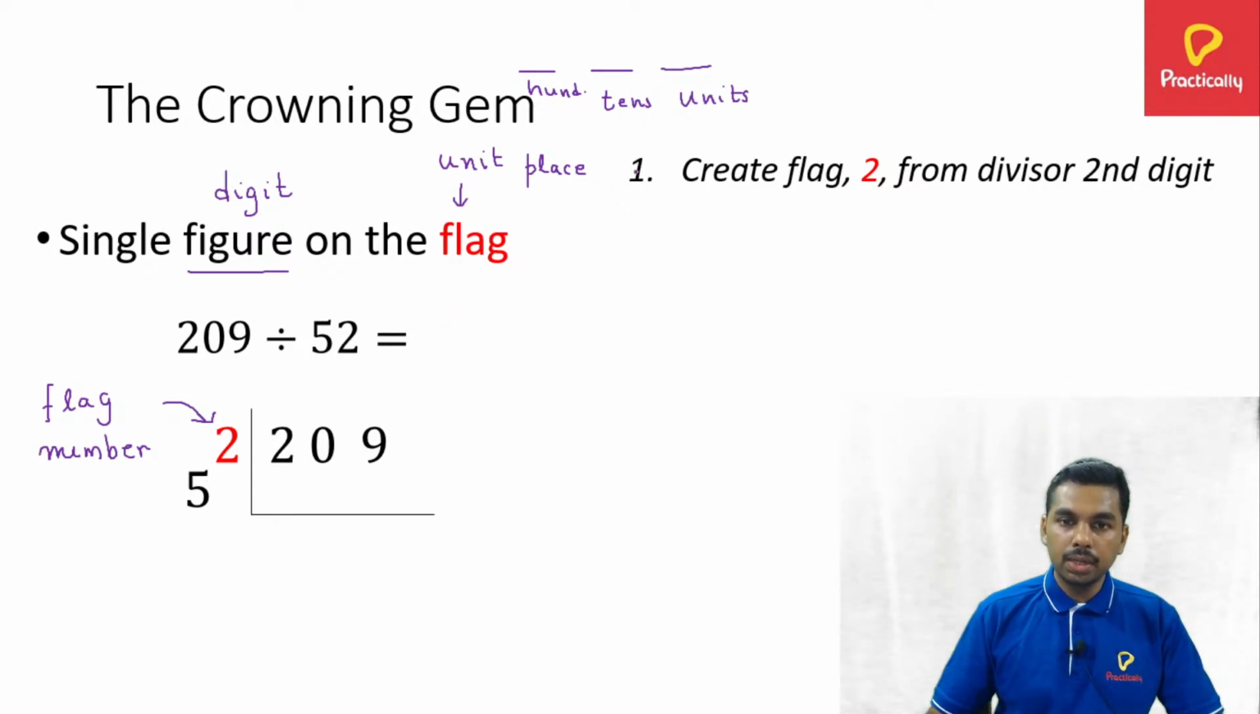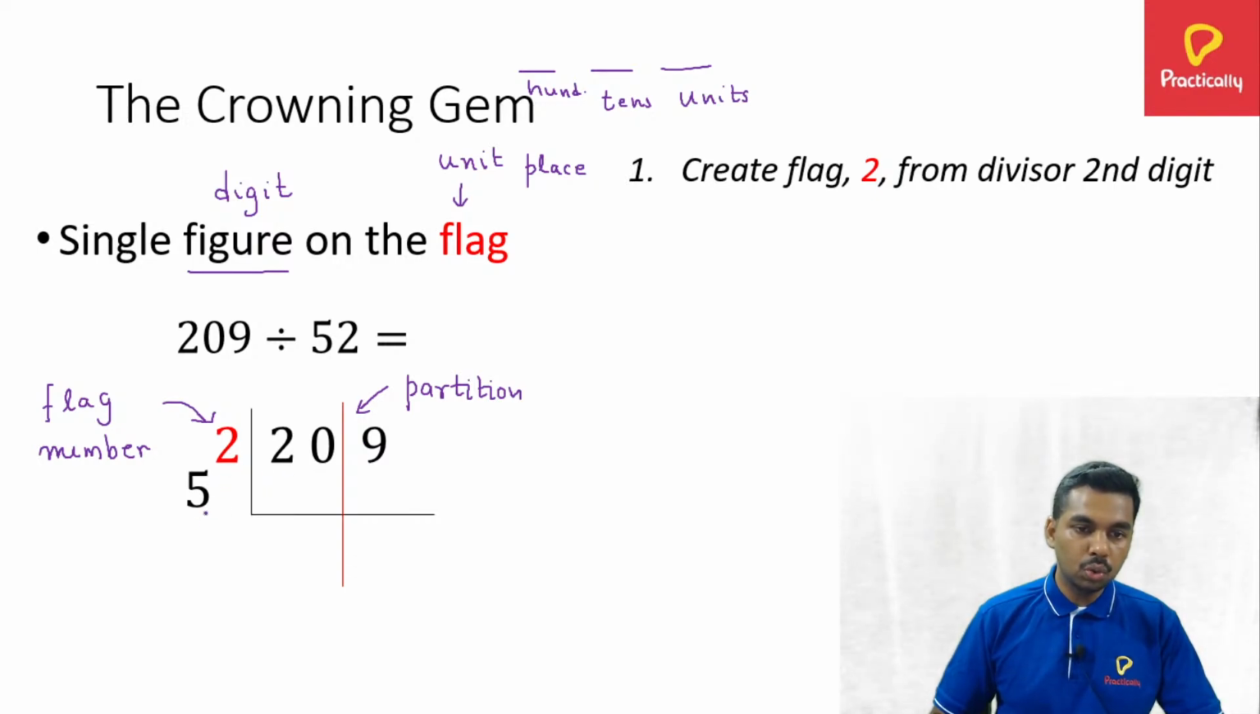So the first step in doing the crowning gem method is to create a flag number. In this case, the flag number is 2. From the divisor, the second digit of the divisor is taken as the flag number. Now the second step is to insert a partition. This is what is called partitioning. We partition the dividend into two parts. The part on the right will contain one number less than the closest base number. The base number over here, it's a 2-digit number, so the base is 10. 10 has only one 0. That is the reason why we put the partition just one number towards the right.